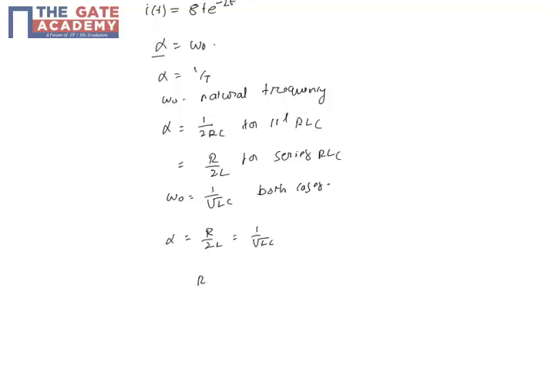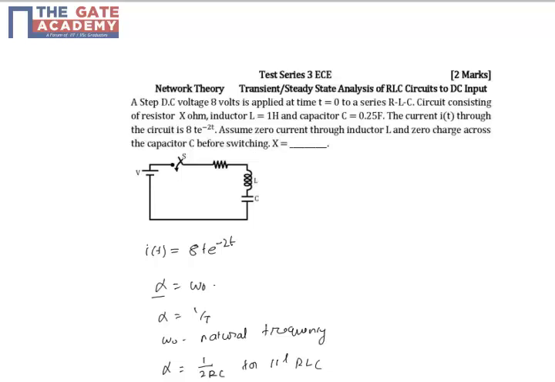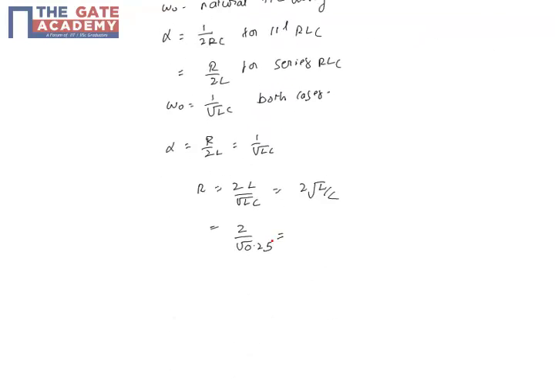So R is equal to 2L by root LC, which is equal to 2 root of L by C. The values that are given here are L equal to 1 and C equal to 0.25. So 2 times root of L by C is 2 by root of 0.25, which is 2 by 0.5, equal to 4. So the value of R is equal to 4 ohms.